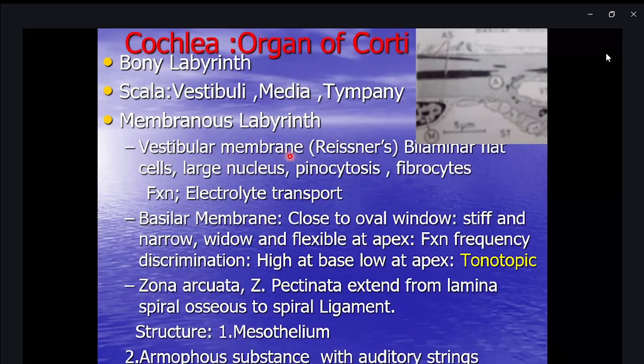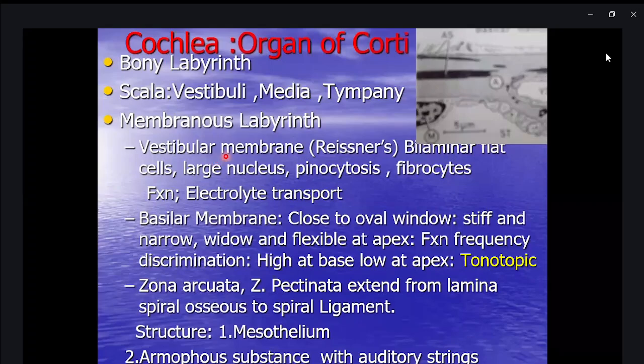The vestibular membrane, also called Reissner's membrane, divides the cavity into spaces. These spaces we refer to as the scala, or scalae if there are many. The vestibular membrane and the basilar membrane divide the cavity of the membranous labyrinth into three subcavities.